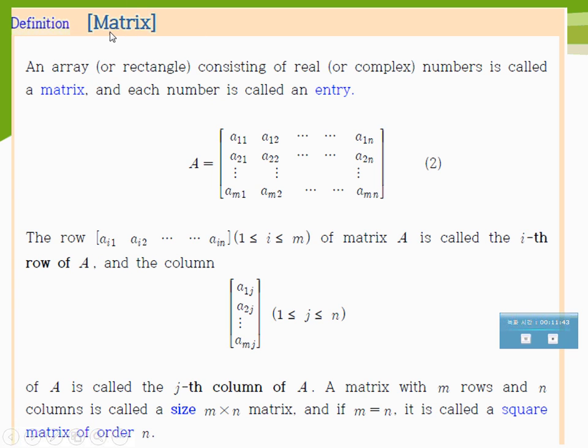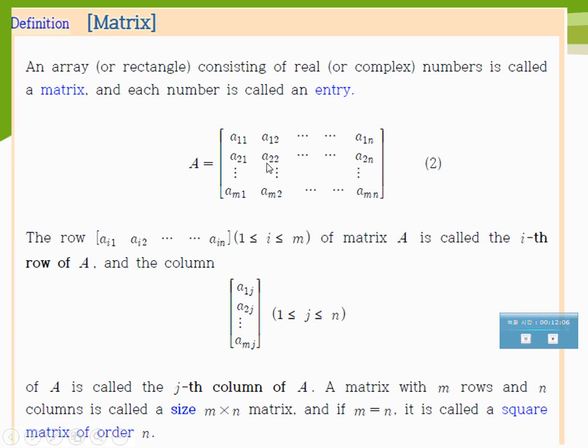Before we start, we define a matrix. An array consisting of real or complex numbers is called a matrix, and each number is called an entry. This array of numbers like this is called a matrix. And each a_ij is called an entry.